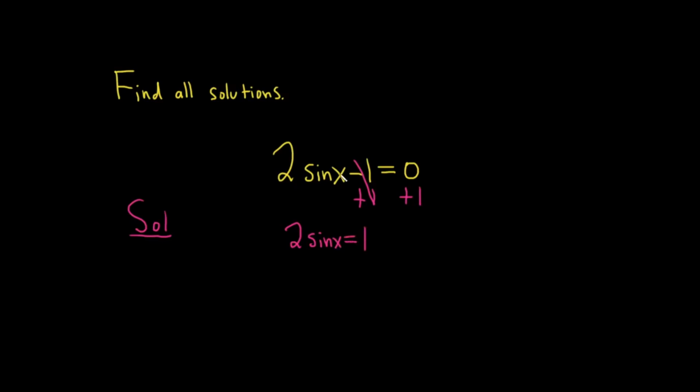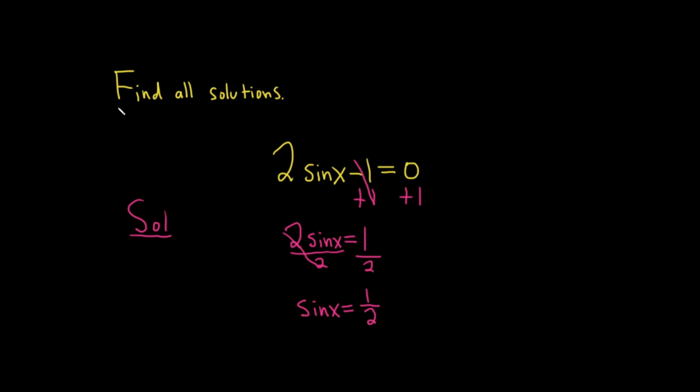So now the sine function is being multiplied by 2. To get rid of it, we'll divide both sides by 2. So we have sine x, and that's equal to 1 over 2.